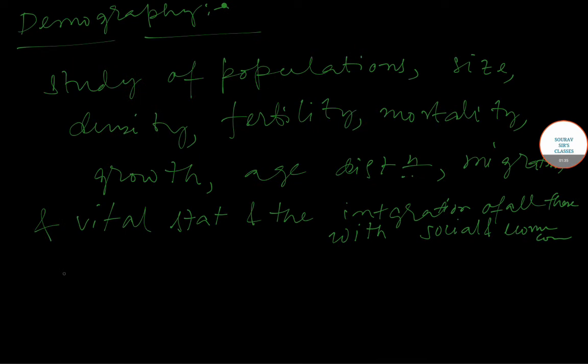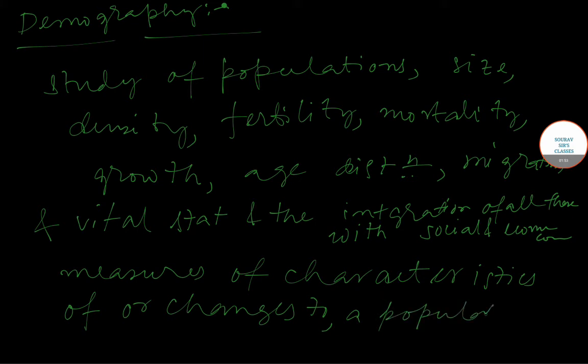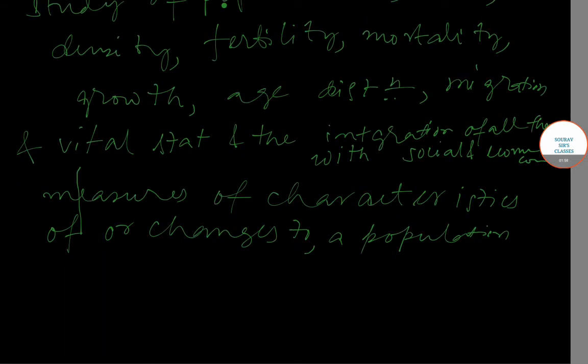Demographic statistics are actually the measures of characteristics of or changes to a population. Records of births, deaths, marriage, immigration and emigration, and a regular census of population provide information that is key to making sound decisions about the national policy. Now, national population statistics are usually collected by conducting a census and sample registration system, that is SRS.